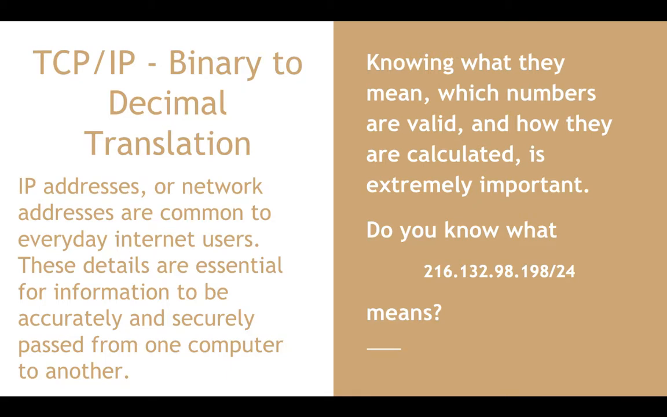So anyway, IP addresses or network addresses are common to everyday internet users. We've probably seen them. If you look over to the right, you'll see one. These details are essential for information to be accurately and securely passed from one computer to another. Knowing what they mean, in other words, which numbers are valid, and how they are calculated is extremely important. So do you know what these numbers, 216.132.98.198/24, mean? Probably not. Doesn't take much of a scholar, though, to know what it means.